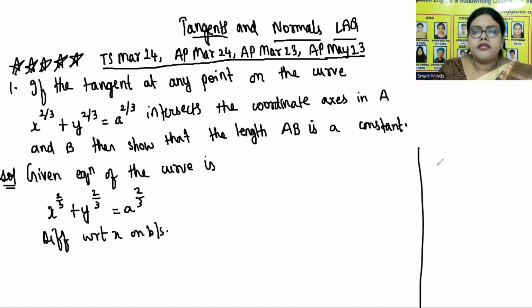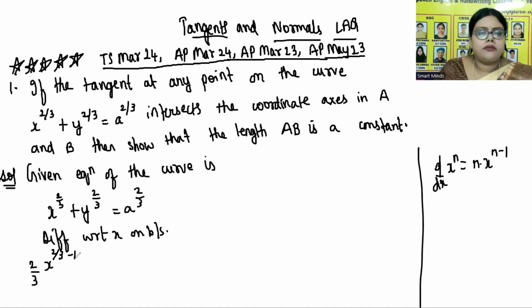First tell me what is the derivative of x power n. X power n derivative is n into x power n minus 1. So here when you are differentiating the first term, in the place of n you have 2 by 3. So substitute n is equal to 2 by 3 in this formula. So we get 2 by 3 into x power 2 by 3 minus 1 plus 2 by 3 y power 2 by 3 minus 1 dy by dx is equal to the derivative of a constant, which is 0.